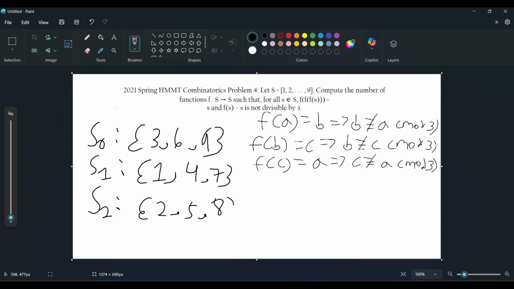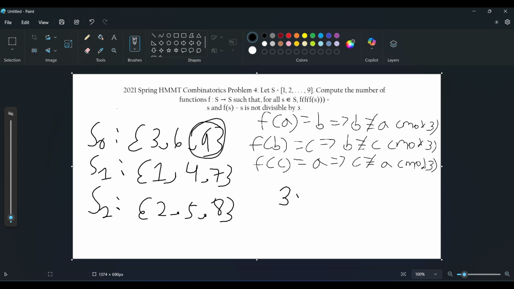Cool. So what I'm going to count here is the number of ways to partition A, B, and C to satisfy this condition, these congruences here. So let's first start off by saying, let B be a multiple of 3. It doesn't really matter, right? So if we let B be a multiple of 3, B has 3 choices. B can either be this, this, or this. Without loss of generality, let's say B is 9. We chose B to be 9.